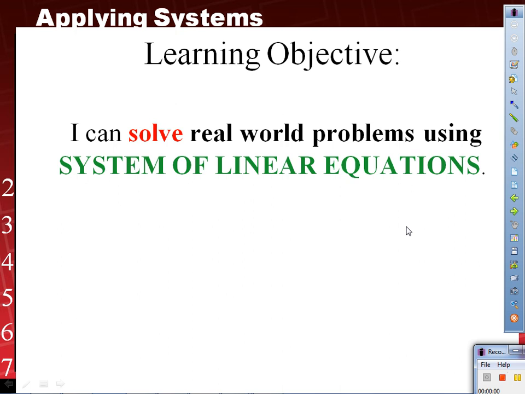For today, I can solve real-world problems using systems of linear equations. Read together, 1, 2, 3.